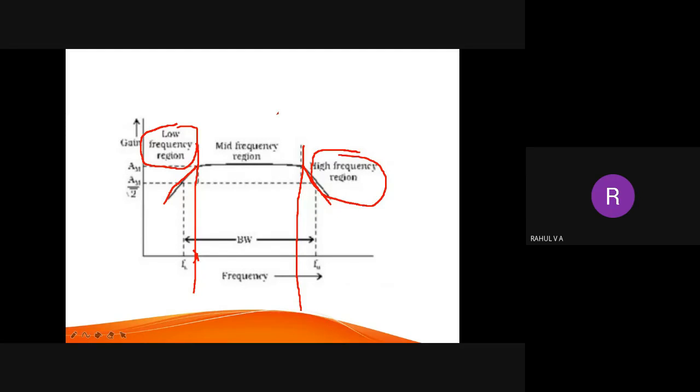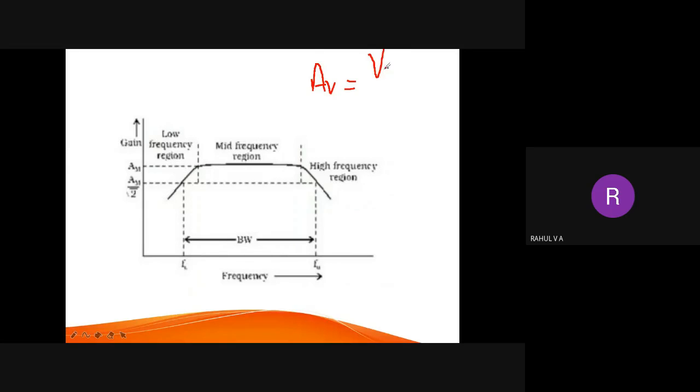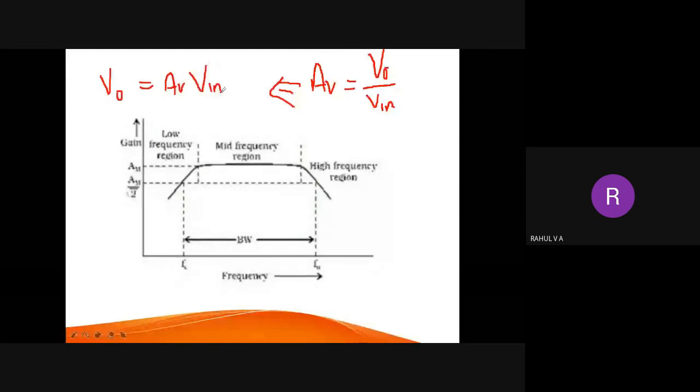Why is it important to have a constant gain? That is the next question. For example, in terms of voltage gain, I have already written the formula: voltage gain AV is equal to V out divided by V in. From this equation, we know that V out is equal to voltage gain into V in.